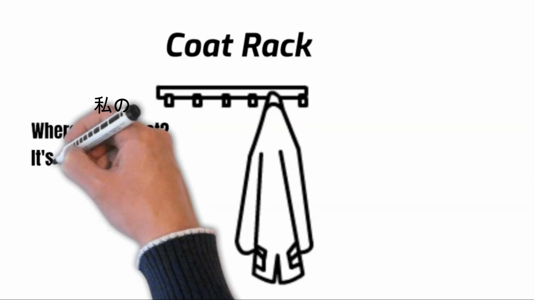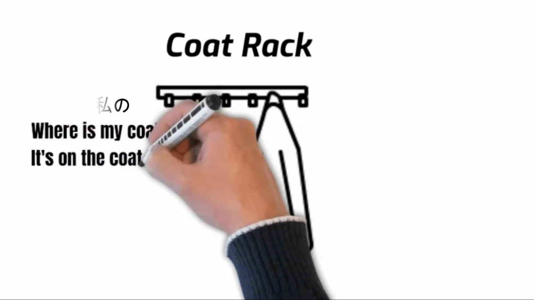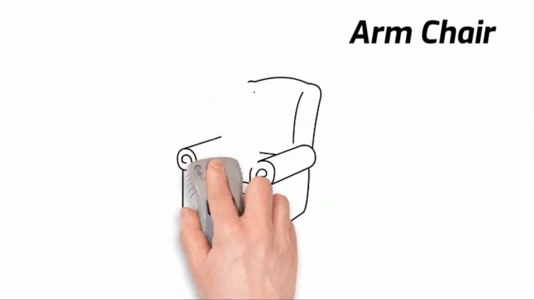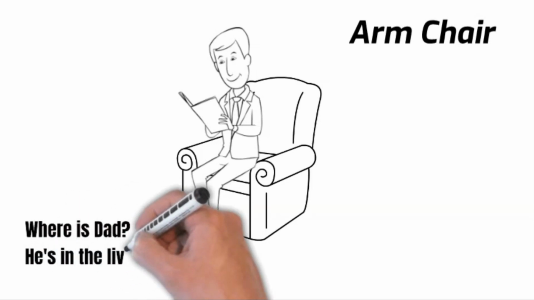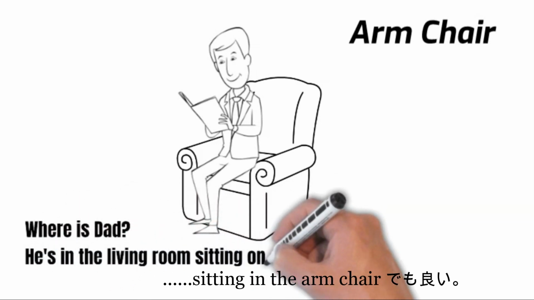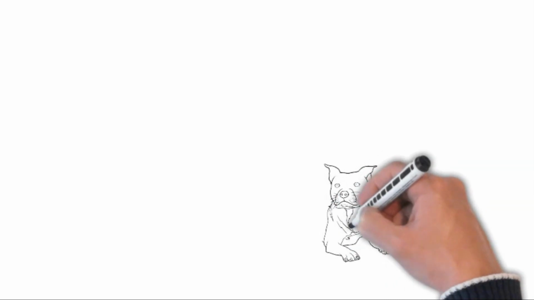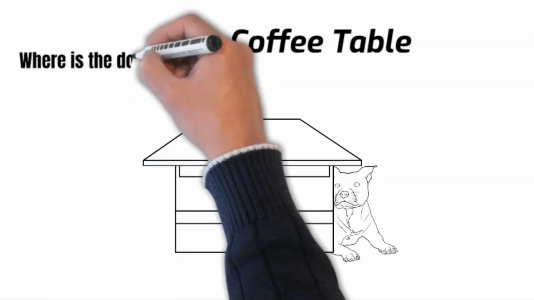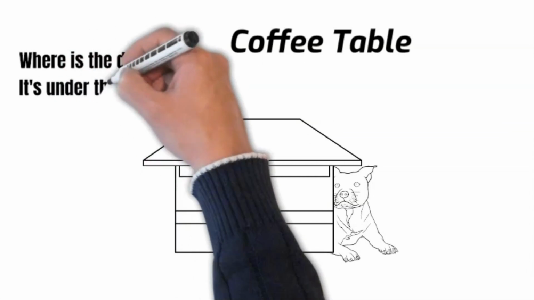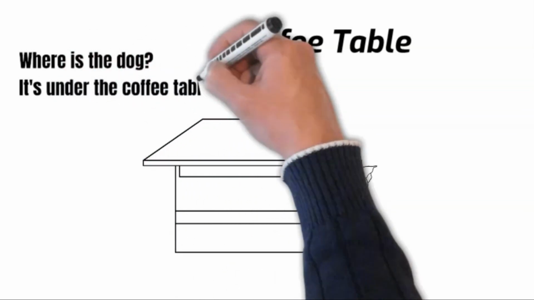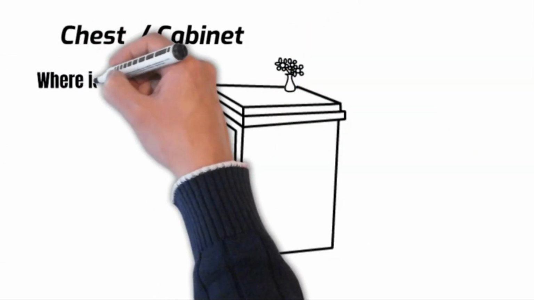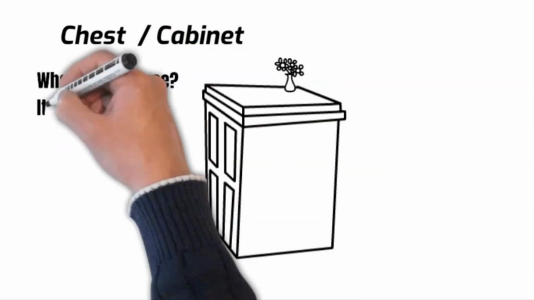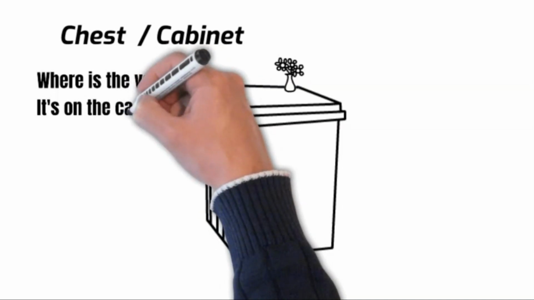Where is my coat? It's on the coat rack. Where is Dad? He's in the living room, sitting on the armchair. Where is the dog? It's under the coffee table. Where is the vase? It's on the cabinet.